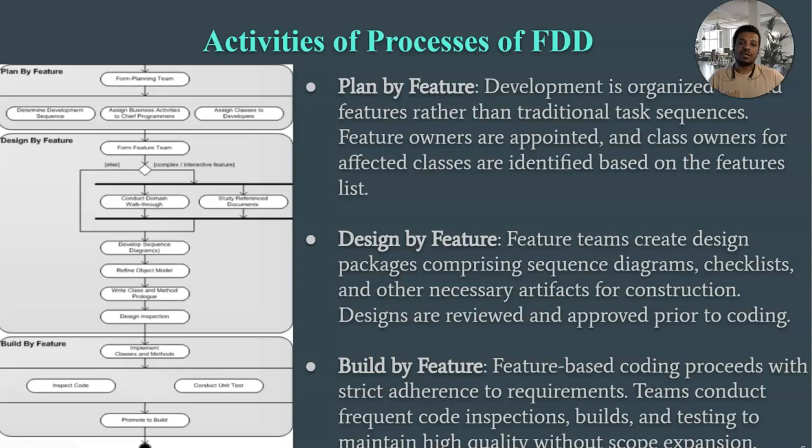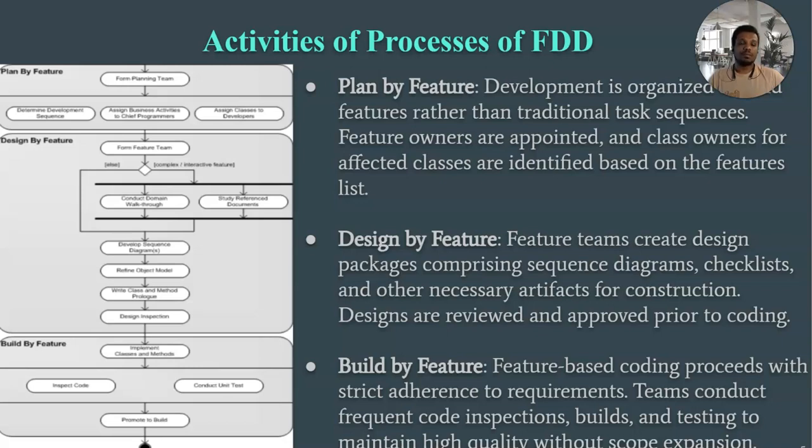And finally, number 5, build by feature. Feature-based coding proceeds with strict adherence to requirements. Teams conduct frequent code inspections, builds, and testing to maintain high quality without scope expansion. With designs in hand, the actual coding work is conducted feature by feature. The feature teams work in strict mode, meaning no additional scope is taken on beyond the requirements of the specific feature. Frequent code inspections, builds, and testing are done to ensure high quality.